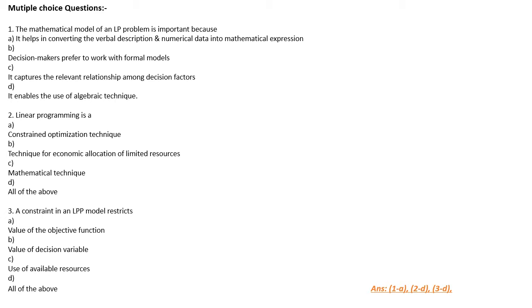Third, a constraint in an LPP model restricts: A, value of the objective function. B, value of decision variable. C, use of available resources. D, all of the above. Correct answer: option D, all of the above.